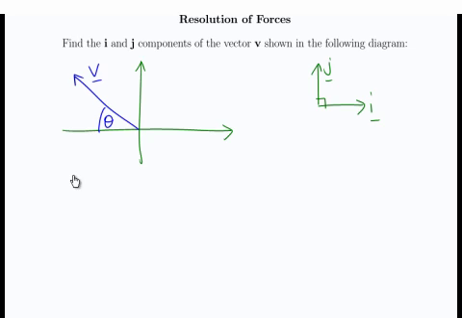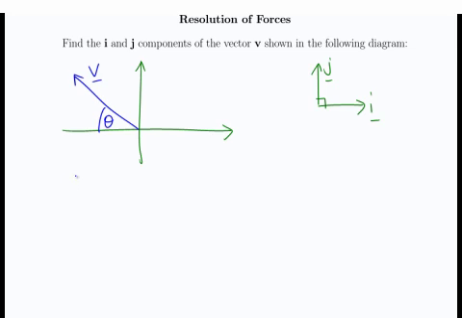In this screencast I'm going to look at how to resolve a force into two perpendicular components. The force I've chosen is this vector v here. It's denoted by the symbol v, and it's drawn in the diagram. It's at this angle theta to the horizontal in the second quadrant. I've also got the i and j unit vectors drawn here, and what we're asked to do is to find the i and j components of the vector v.